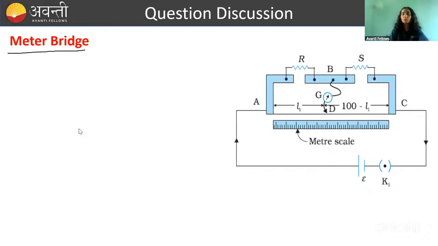This also works on the principle of balanced Wheatstone bridge. So what is this meter bridge first? It is also used to calculate unknown resistance.